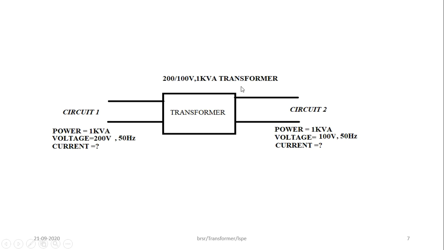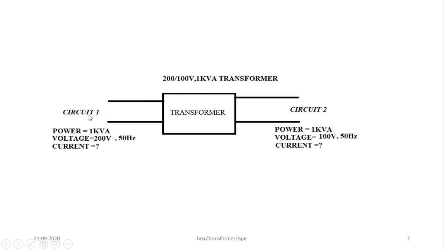Let us see a basic transformer. If a transformer is to be purchased, there are two specifications which are essential. One is the voltage level and the other one is the power level. Apart from this, there are many other specifications also required. Let us consider only these two. When I say a 200/100 volts and 1 kVA transformer, what is meant is the primary side voltage is 200, the secondary side voltage is 100 volts, and the power transfer is for 1 kVA.